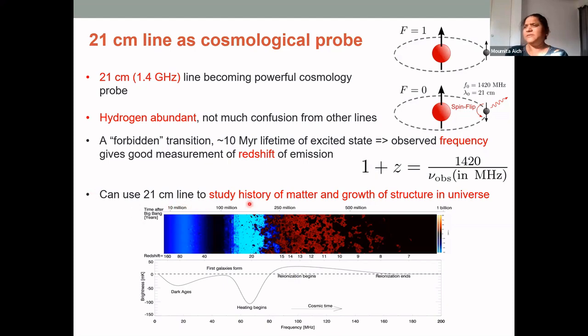So we can use the 21 centimeter line to study the history of matter and growth of structure in the universe. As you can see, this is telling you the brightness as a function of the frequency and the different eras which you have here. The epoch of reionization starts here. This is where the first galaxies form. So that is why 21 centimeter is considered a very good probe for studying the history of matter and the growth of structure in the universe.